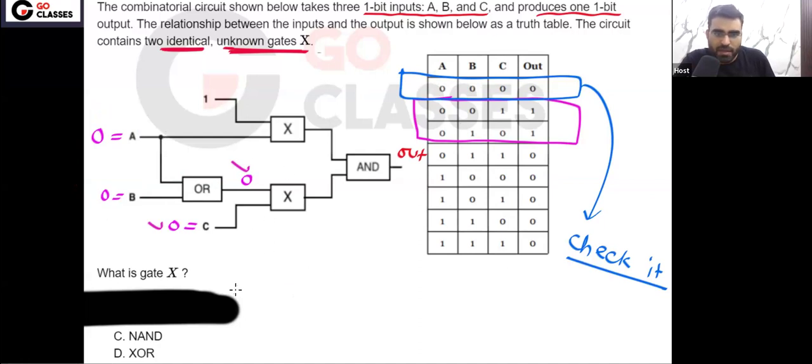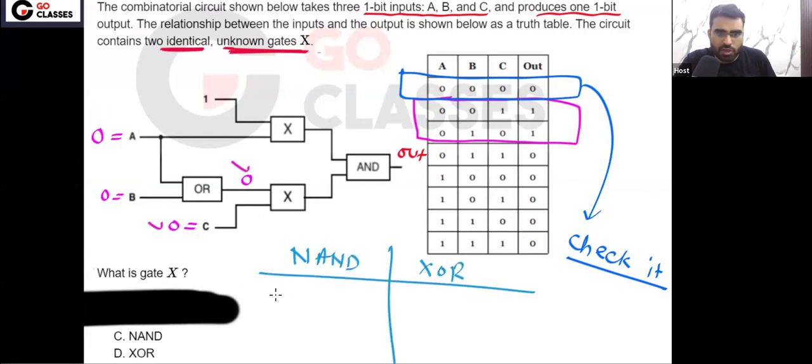Now you tell me, if I put a NAND gate, because in the case of NAND, what will happen? In the case of XOR, what will happen? Tell me, in the case of NAND, what will be out? So in the case of NAND, this will give me 1. Yes or no? So basically you will have 1 here. Now what will you get here? So you will get 1 here, right? 1 and 1, so that will be 1.